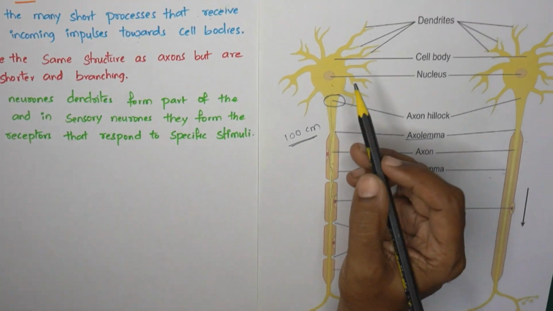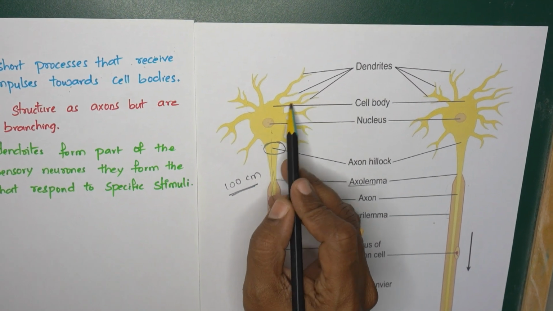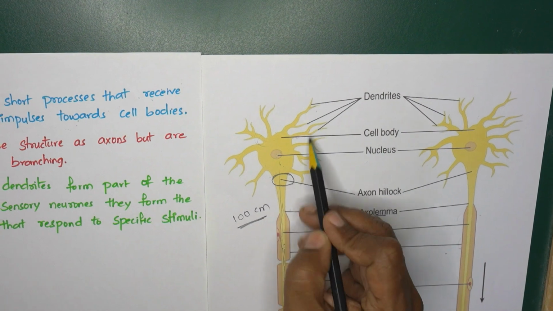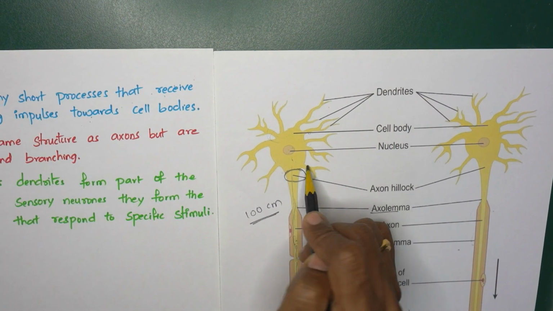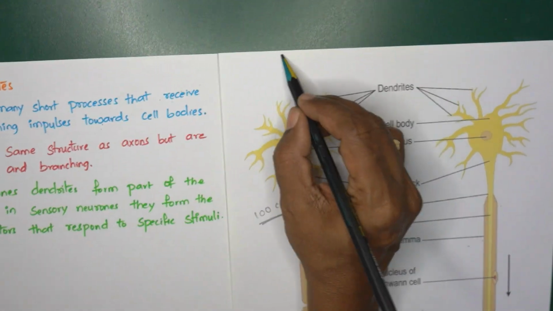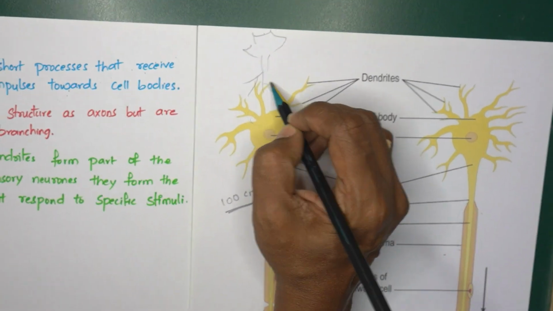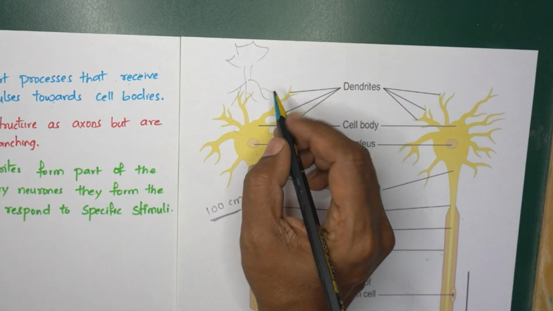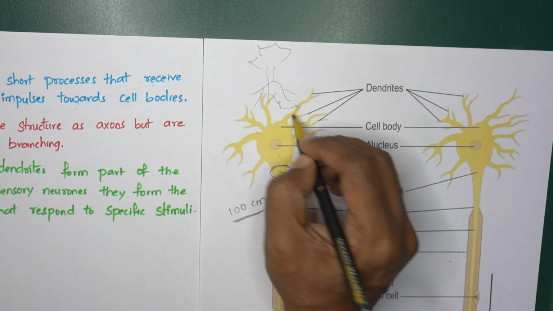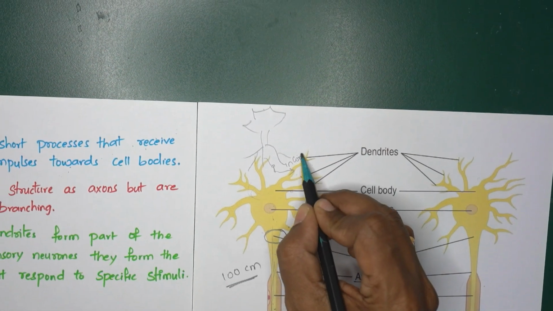The next one is the dendrites. You can see here there are many short processes. What is the function of these short branches? These are the branches of the dendrites. Many dendrites are present in each neuron. Previous to this, the other neuron will be present, right? These are the nerve terminals, or terminal buttons. From here, the impulse will be carried by means of the dendrites, nothing but they will be carrying the incoming impulses.